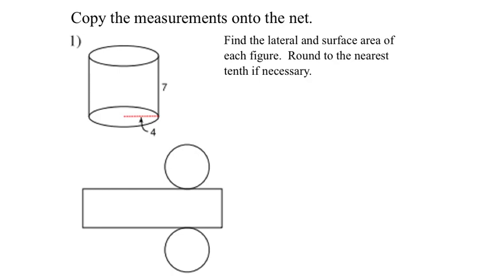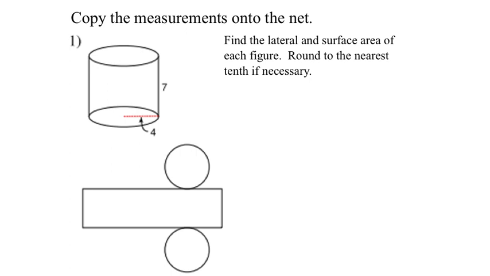Copy the measurements to the net. So just so we understand what a net would be, the two-dimensional shape. Like if you were to put this on a piece of paper and then cut it out, you could actually fold it into, well, this is what we call a cylinder. So on this one, it says copy these measurements, because we're going to need that.